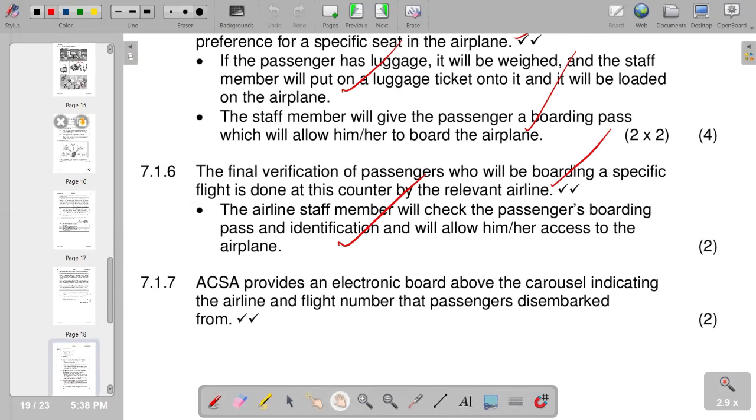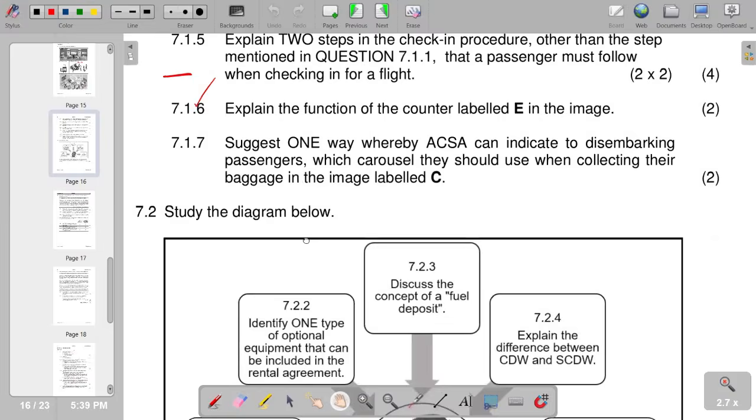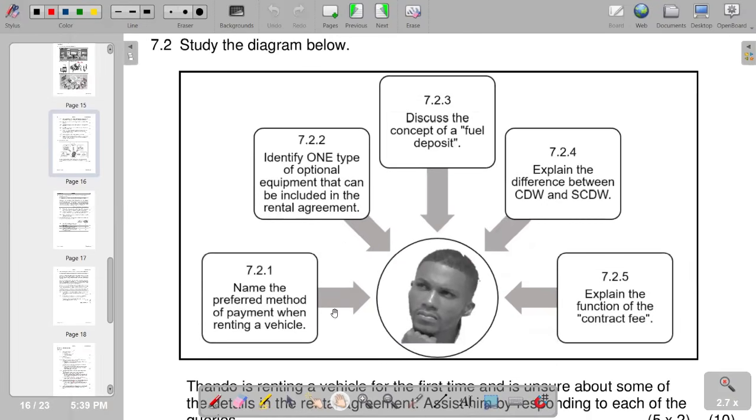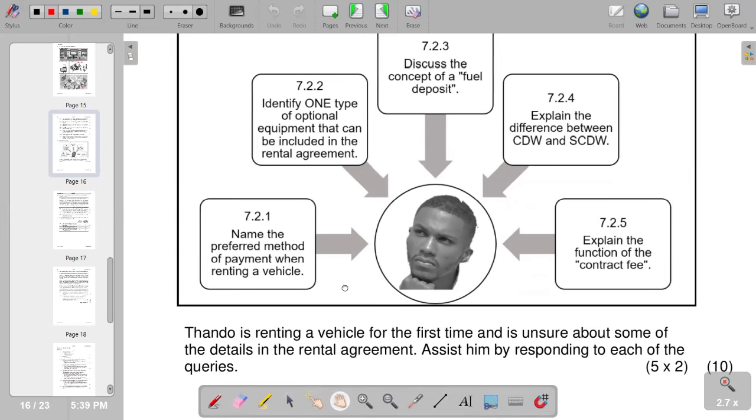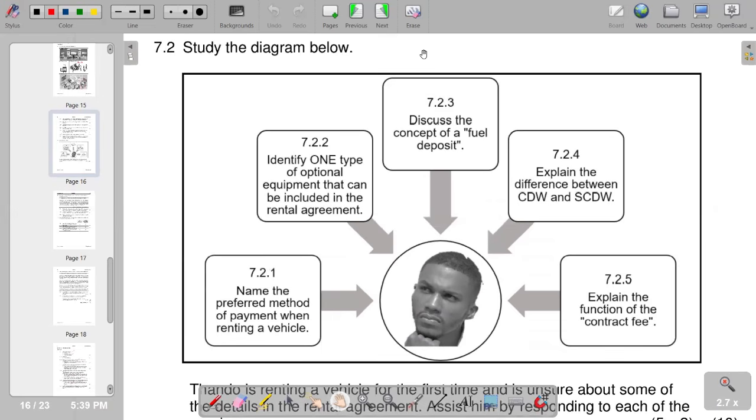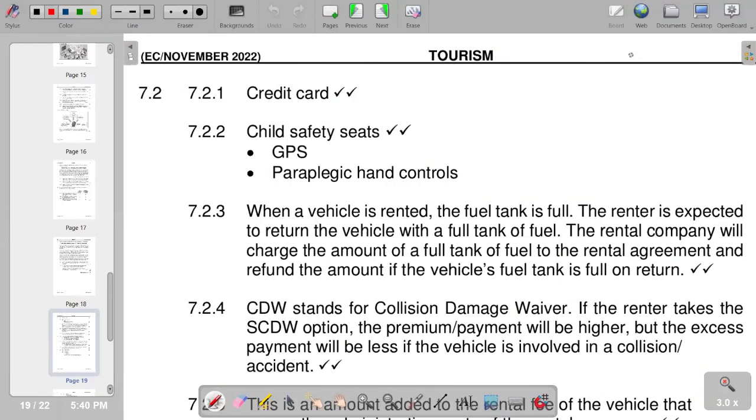Then moving on to the next question, which is 7.2. Study the diagram below. So of course, this is the diagram that we have, 7.2.1 to 7.2.5. A child is renting a vehicle for the first time and is unsure about some of the details in the rental agreement. Assist him by responding to each of the queries. Of course, 7.2.1 is name the preferred method of payment when renting a vehicle. So it is a credit card.